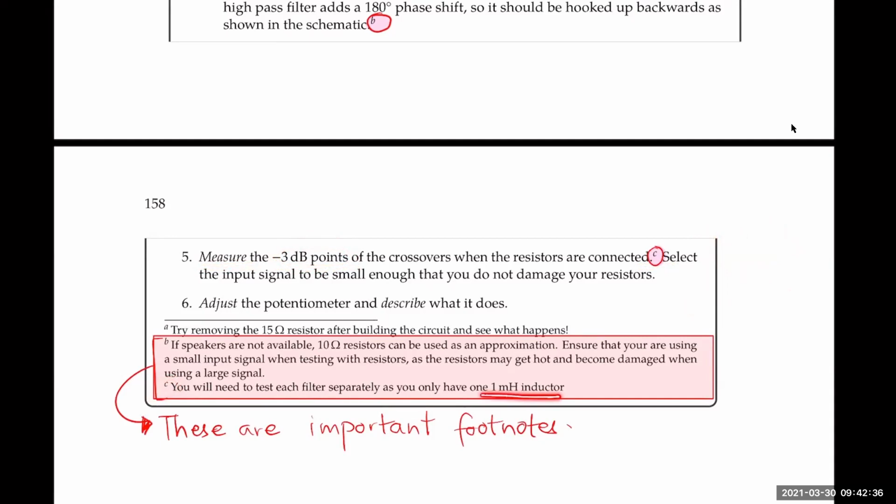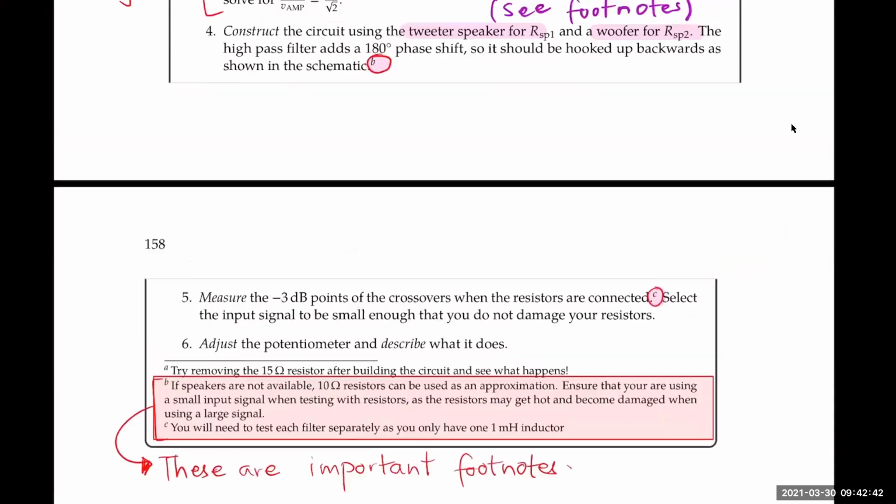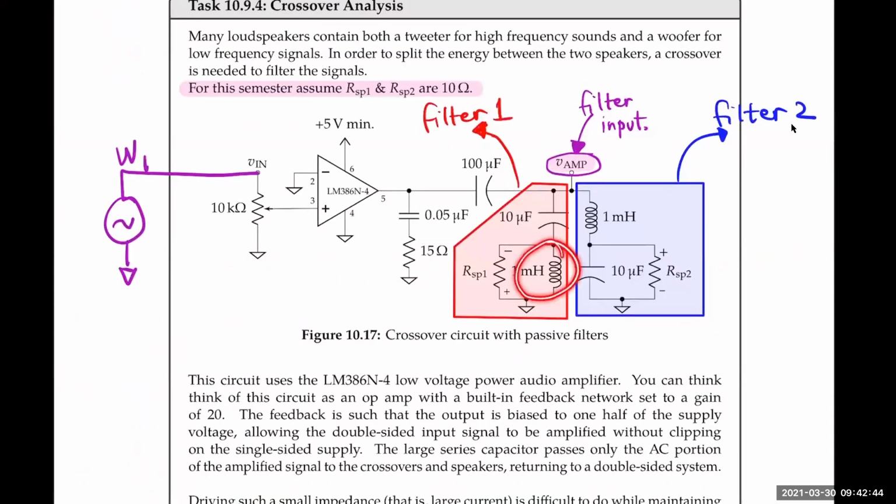So you only have a single 1 millihenry inductor in your kit. But if you were to make the circuit, you need 2 1 millihenry inductors. So what you will do instead, with your single 1 millihenry inductor, is make one filter, do your measurements for that filter, and then make the second filter and do your measurements on that filter, right? Because these filters are in parallel, you can add them one at a time and it doesn't affect the performance of the other filter.